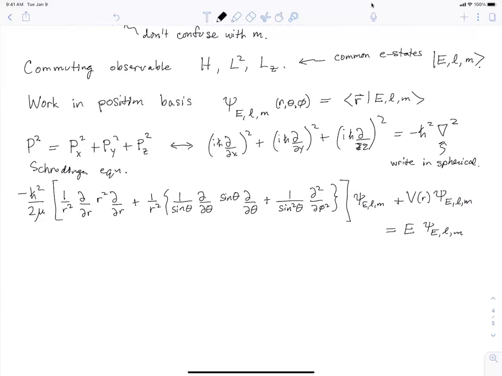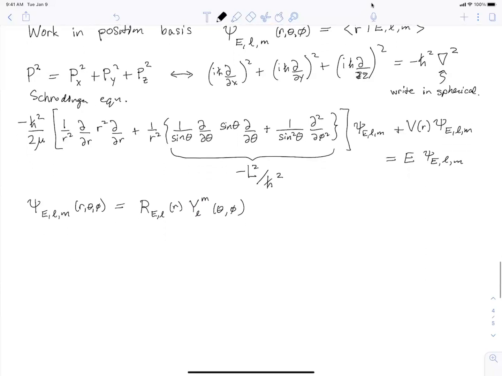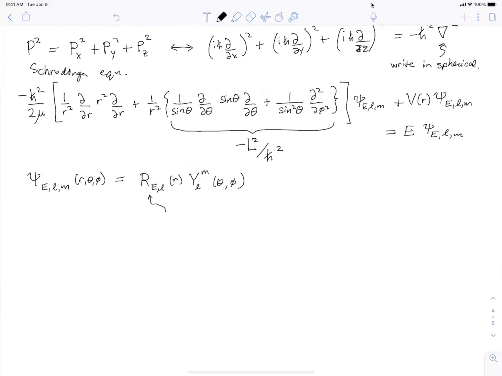Okay, so this is the Schrodinger equation. And now the point is all this angular ugliness right here we found earlier was minus the operator L squared divided by a factor of h bar squared. And so that means we can look for eigenstates that have the form psi ELM, which are radial wave functions of r times spherical harmonics, which are going to be solutions to the eigenvalue problem for L squared.